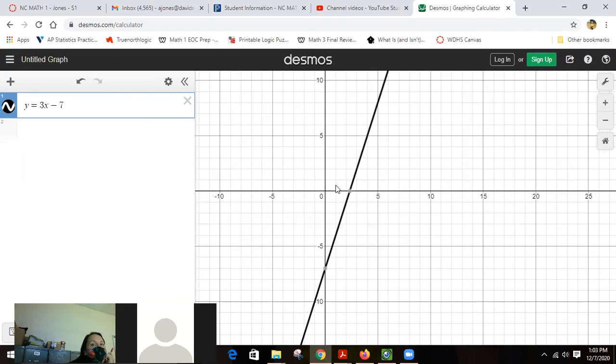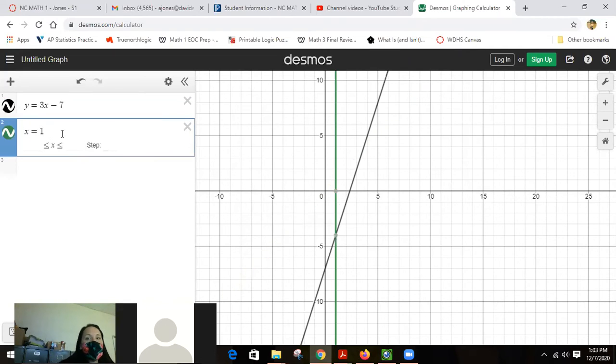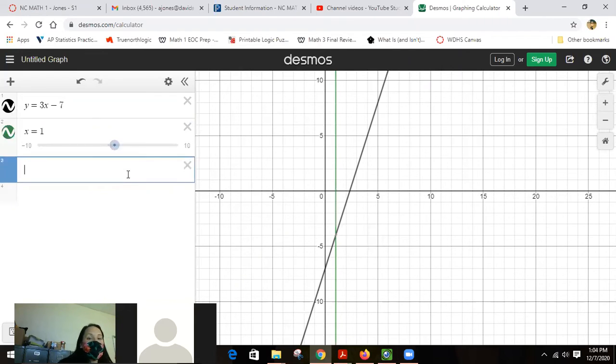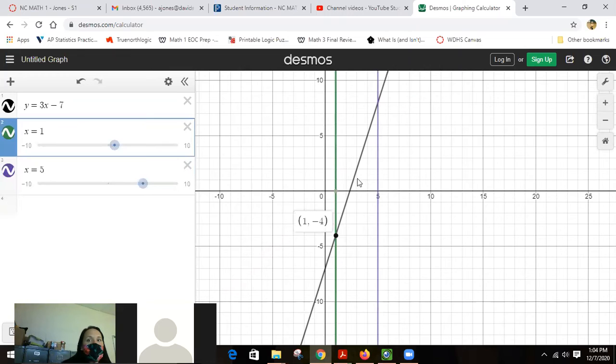Click the line where it crosses 1, like this. Here, I'll make it even easier. X equals 1. This dot right here is 1, -4. And then we want the 5th term. So again, 1, -4 and 5, 8. I'm going to write those down. 1, -4 and 5, 8. So when I go back, move this out of the way.